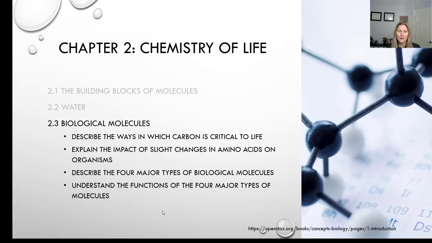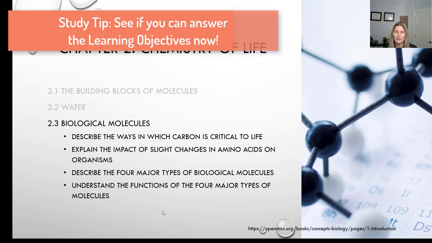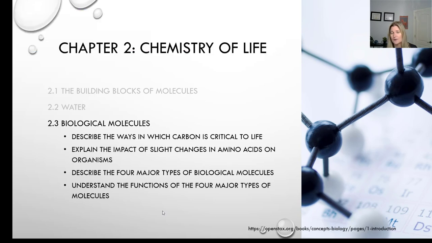All right, so we are done with chapter 2. At the end of this section, you can go back now and be able to describe the ways in which carbon is critical for life, explain the impact of slight changes in amino acids in organisms, think of denaturation, and describe the 4 major types of biological macromolecules, so you can describe what a carb is versus a protein versus a lipid and versus a nucleic acid, as well as describe their functions. Okay, what do nucleic acids do compared to carbohydrates in our body? Okay, so this completes chapter 2.